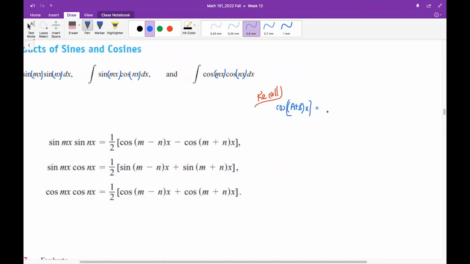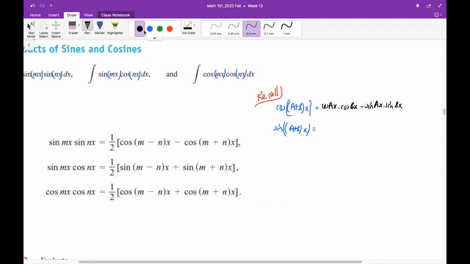Okay, how do you write it? It is, in fact, cosine ax times cosine bx minus sine ax times sine bx. And similarly, you can write the formula for sine (a plus b)x, okay?